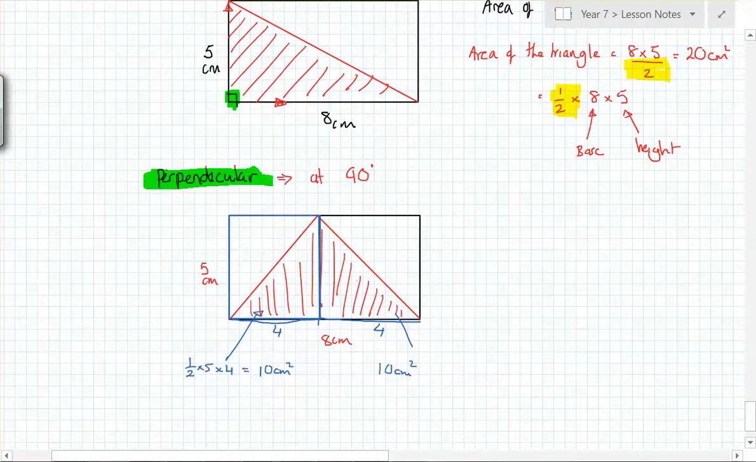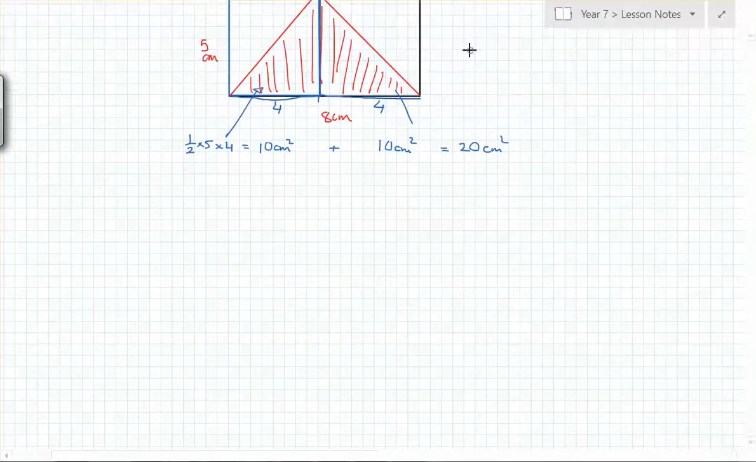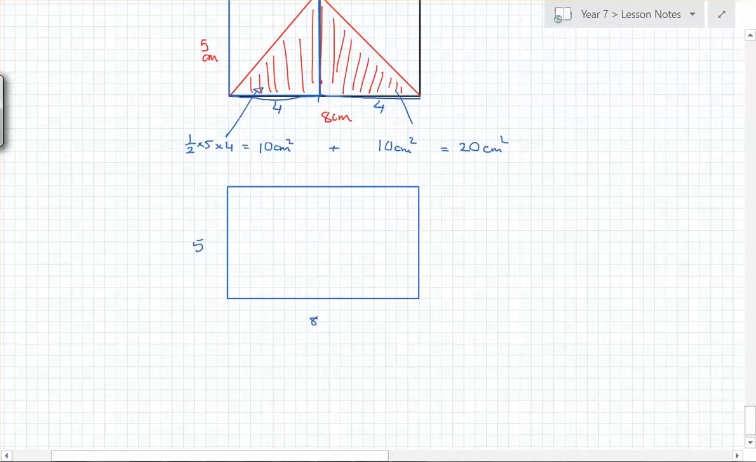If I add them together to make the 2 red bits, what do I get? 20. Is it the same as the other one? Yeah. Okay. Now, before you draw that, let me just show you another one. Right? So if I have again the same rectangle, 5 by 8, but this time I draw my lines in a different place. So I'm going to go from here up to there, and then down to there. So I'm now looking at this triangle.